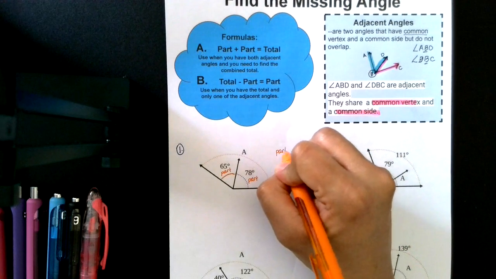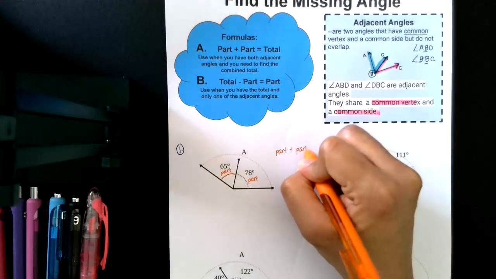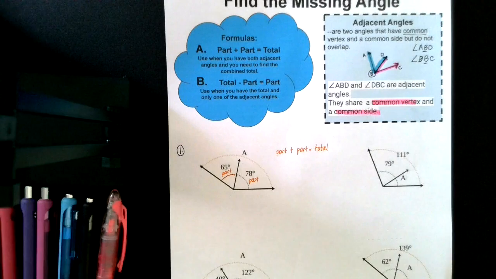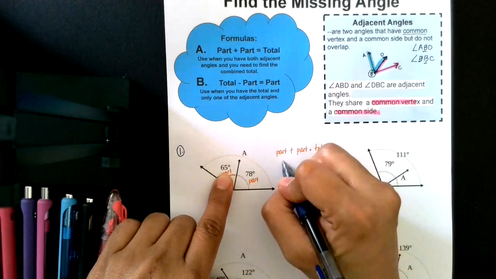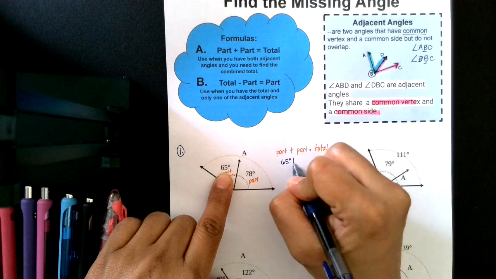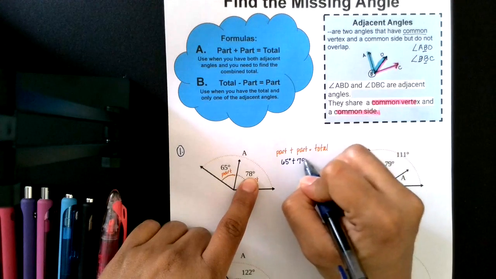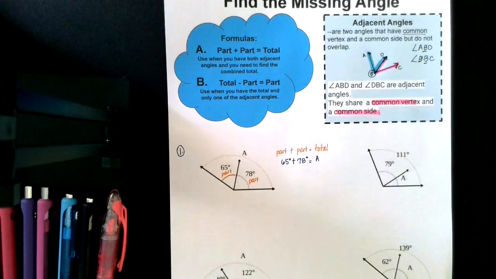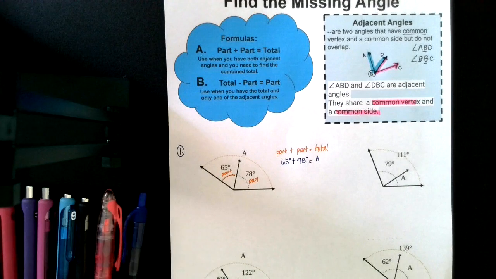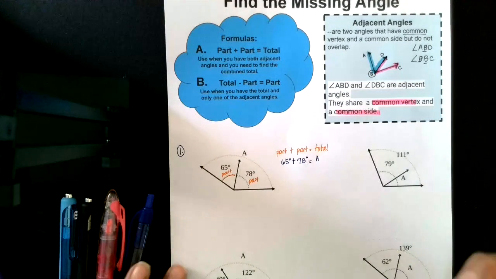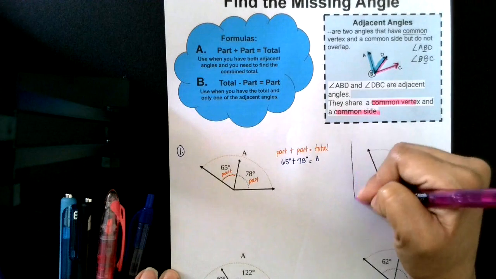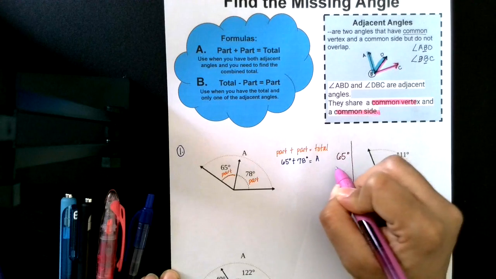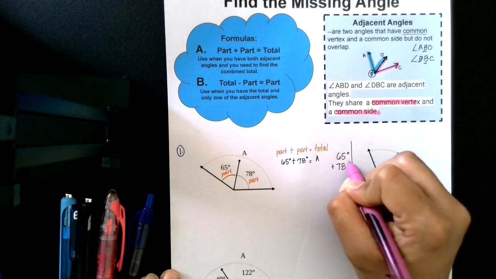Part plus part equals total. Okay, now I'm going to go back and plug in my numbers. So I have 65 degrees plus 78 degrees, and the total here is labeled as A. Okay, and now it's just a matter of basic addition, right? Separated here, line up your digits. 65 degrees plus 78 degrees.